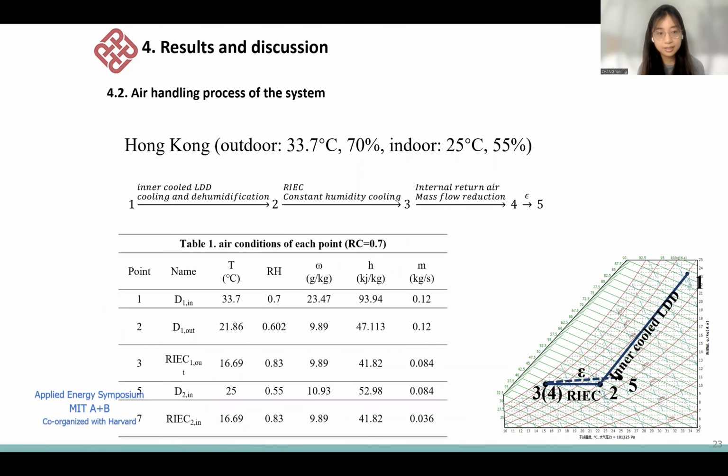Second is about the air handling process of the system. Using the model developed above and the simulations carried out at typical design air conditions in Hong Kong, the ambient air is first dehumidified in the LDD unit to remove latent and partial sensible heat, and then cooled by the RIEC for sensible load before entering the room. The air conditions of each point in the psychrometric diagram are referred to in table 1.